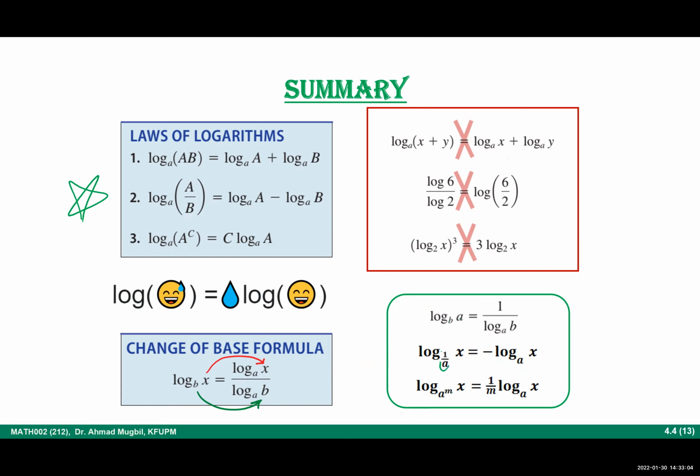Of course, this is a special case from this. Do you realize that? Log 1 over A of X is just log A to the power negative 1. So it is just here when M equals to what? M equals to negative 1. So it is enough to focus on this, by the way, and you will remember the other.